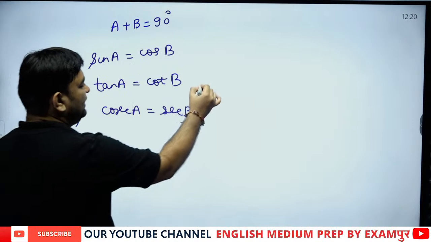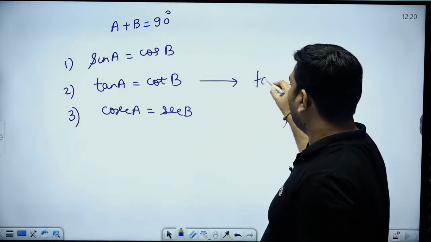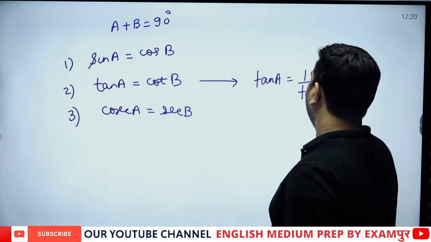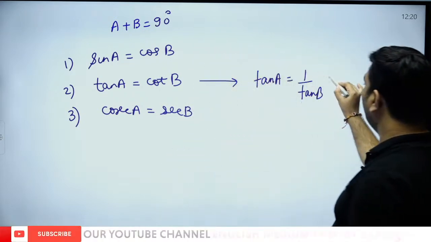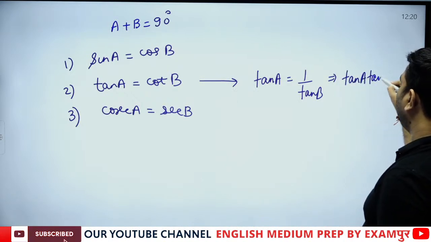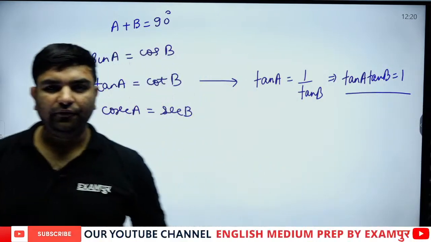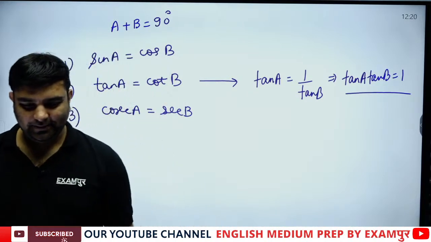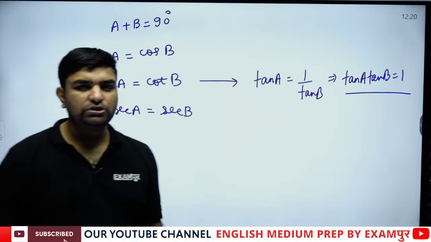But if we look very closely, we can write cot B as 1 upon tan B as well. So one more important condition comes: if angles are complementary, then tan A into tan B is equal to 1.